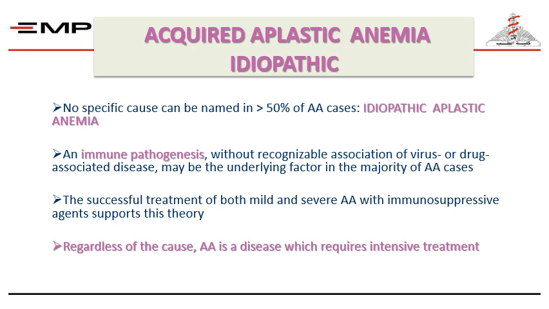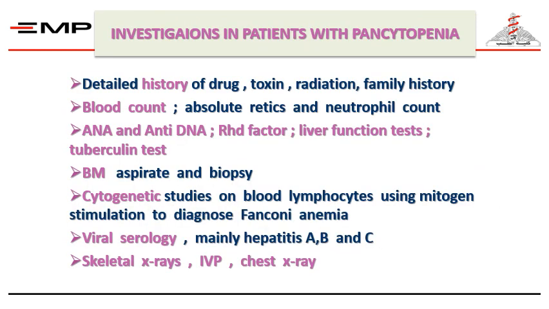Idiopathic is more than 50% of aplastic anemia. There is no identifiable cause, but an immune pathogenesis is suspected, especially since it was found that some of these patients, in the mild, moderate, and severe forms, respond to immunosuppressive therapy. In all cases, aplastic anemia is a serious disease that requires intensive treatment.